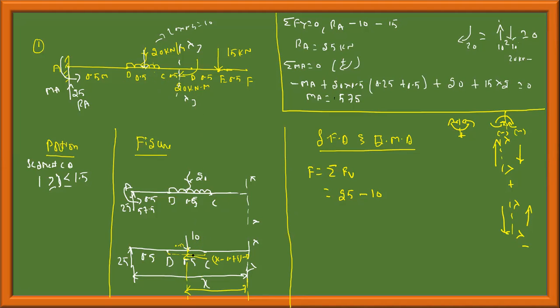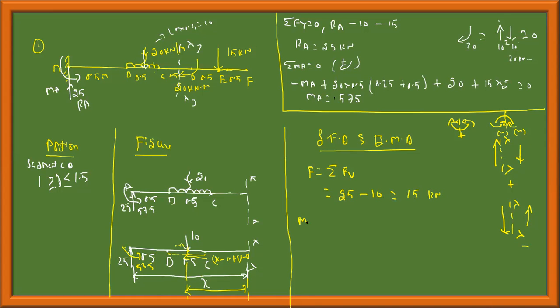Now 20 into 0.5 is 10. Downward direction is negative. Is there any other force? The moment is also acting like this, 57.5. So the shear force is 25 minus 10, which equals 15 kilonewton.